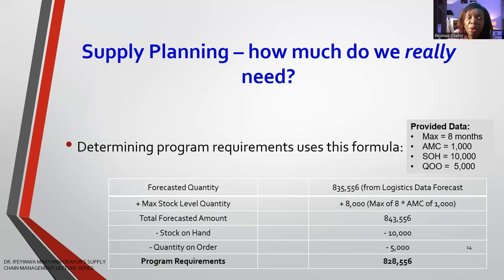Now, when you get your maximum stock level quantity by multiplying maximum stock level times average monthly consumption, you have 8 times 1,000. That gives us 8,000. So the next thing you do is add the 8,000 to your forecasted quantity. And when you do that, what will the total forecasted amount now be?